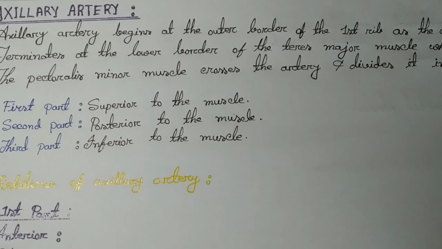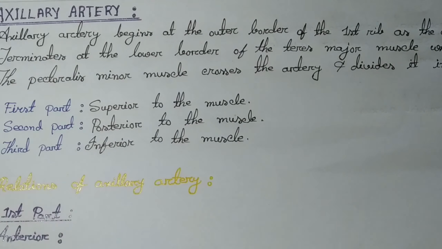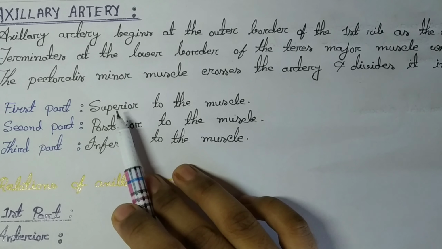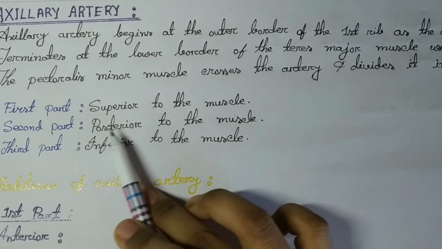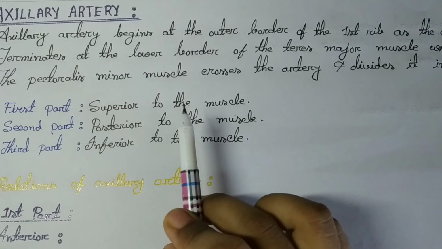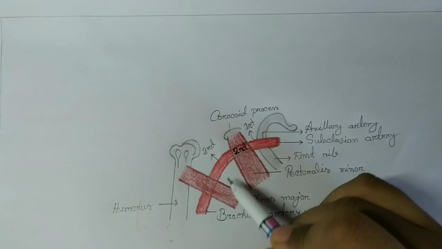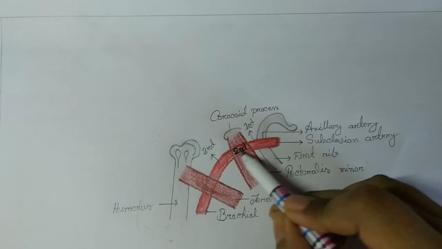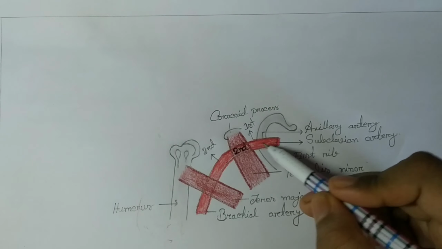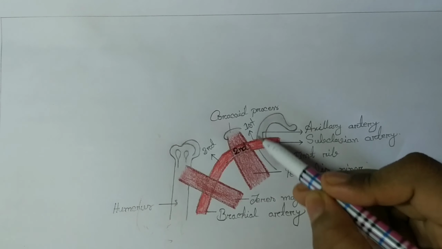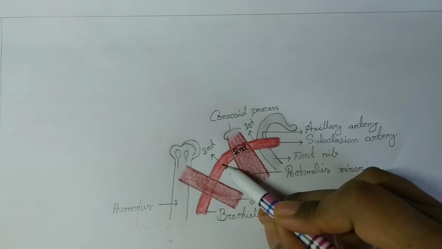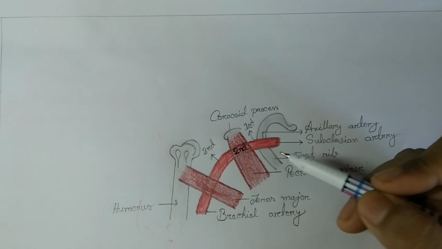Pectoralis minor muscle divides the axillary artery into three parts: first part, second part and third part. First part is superior to the muscle, second part is posterior to the muscle, and third part is inferior to the pectoralis minor muscle. Let's look at the diagram. This is the axillary artery and this is the pectoralis minor muscle. This muscle divides the artery into three parts: first part, which is superior to the muscle, second part, which is posterior to the muscle, and third part is inferior to the pectoralis minor muscle.